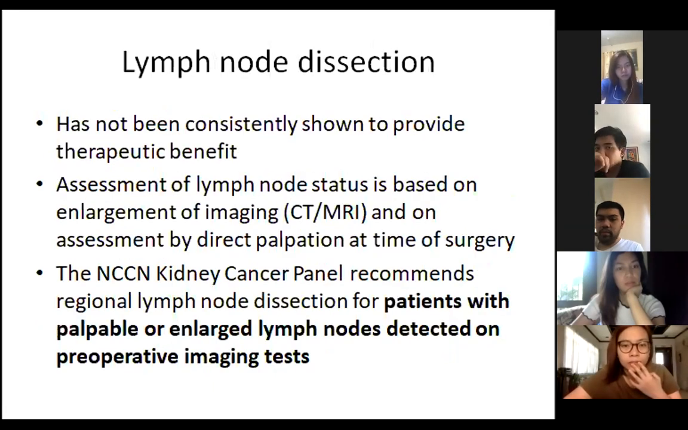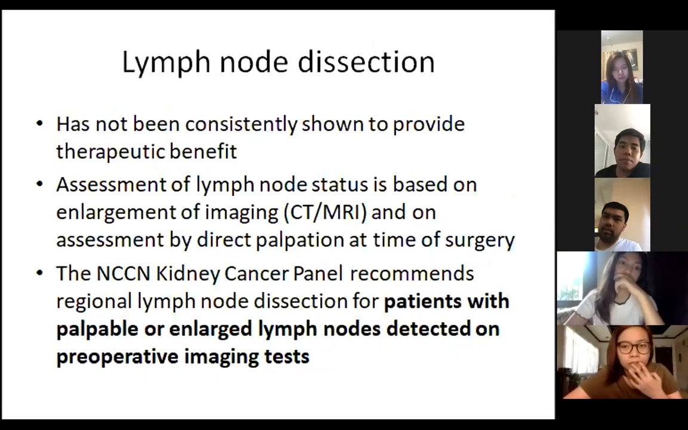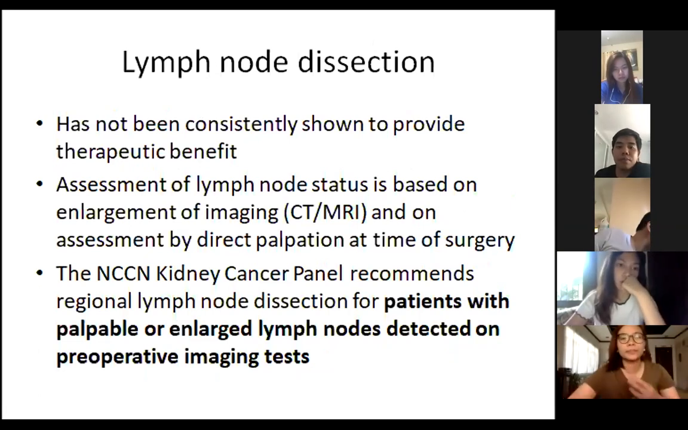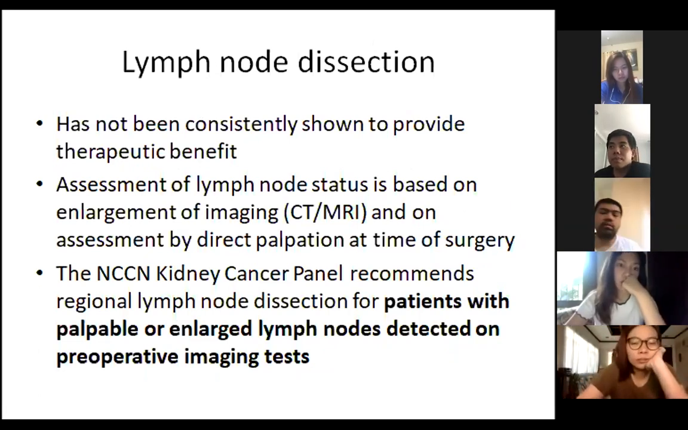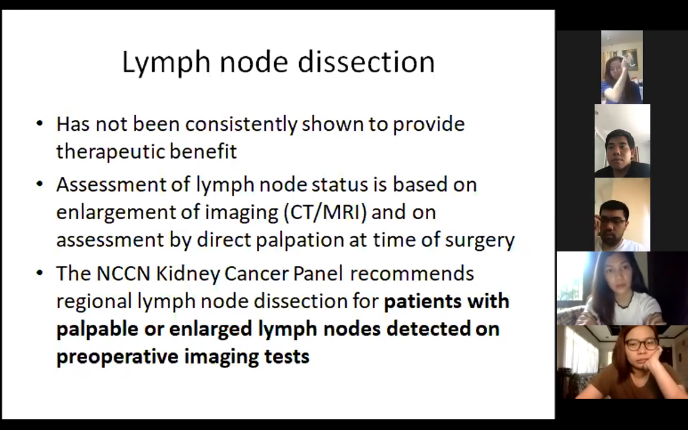Lymph node dissection has not been consistently shown to provide therapeutic benefit. Assessment of lymph node status is based on enlargement on imaging and assessment by direct palpation at the time of surgery. So sometimes it is decided during the surgery. The NCCN Kidney Cancer Panel recommends regional lymph node dissection for patients with palpable or enlarged lymph nodes detected on preoperative imaging tests.